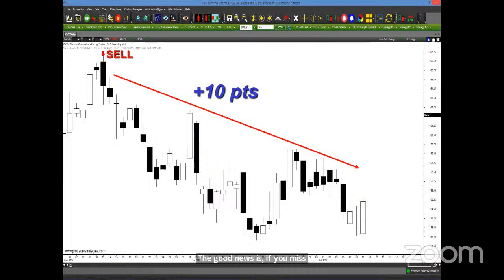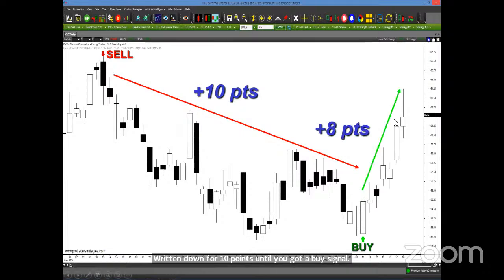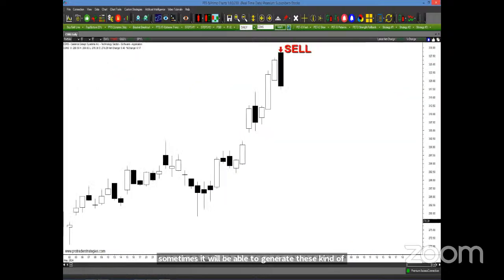Let's look at CVX. Now, sometimes it works the opposite way. For example, you could have gotten a sell signal right here at the top, ridden down for 10 points until you got a buy signal. Cover your short, take the 10-point profit or so, and you could have potentially captured 8 points. So sometimes it will be able to generate these kind of swing trades. I'll show you some more examples in just a little minute here.